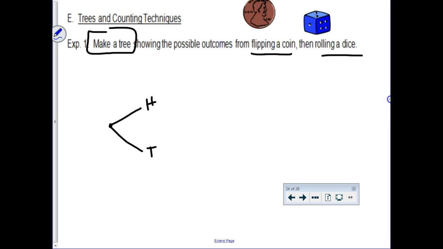Now, after you flip the coin, you're going to roll the dice. Die. And you have how many outcomes every time you roll a die? And this one, it's 6. So you either are going to roll a... Should have wrote these smaller. Sneak one in here. A 1, a 2, a 3, a 4, a 5, or a 6. And then same thing down here.